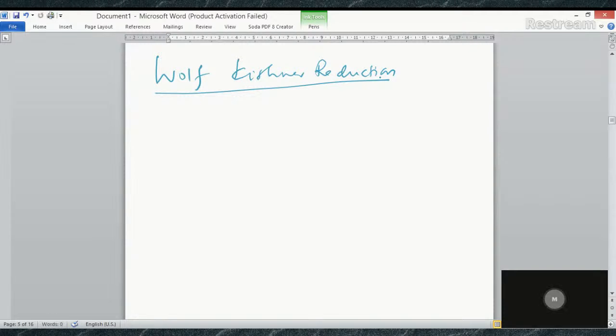Wolff-Kishner reduction reaction. Take acetaldehyde or acetone, by using 4 hydrogens, hydrazine NH2NH2, and C2H5ONa.